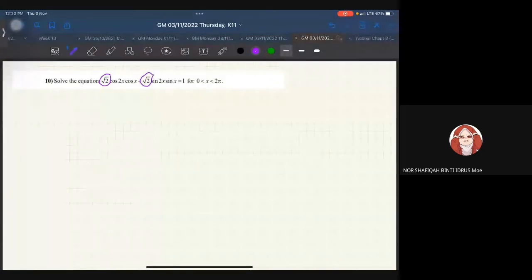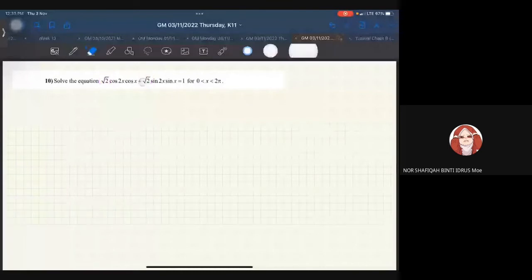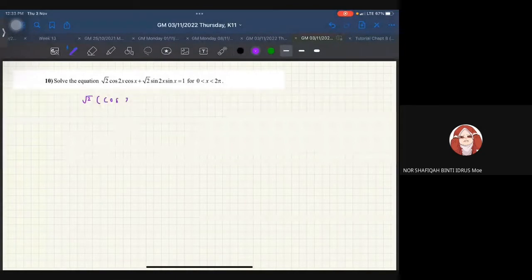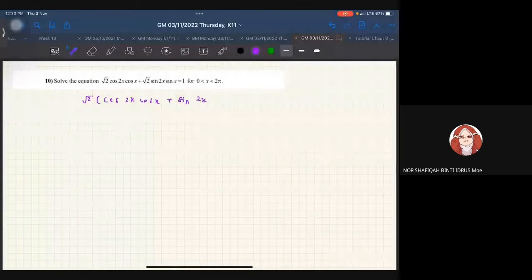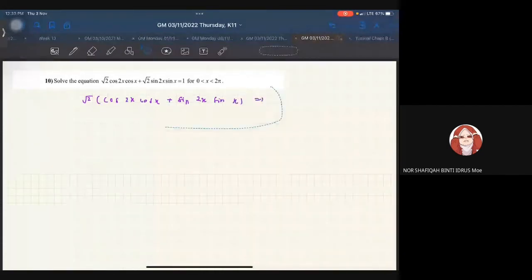So saya bawa keluar dulu that skala. Okay, I bring that out. So saya akan dapat set 2 dekat luar. Okay, and then in bracket cos 2x cos x, and then plus sine 2x sine x, equals 1. Okay, salin je balik.